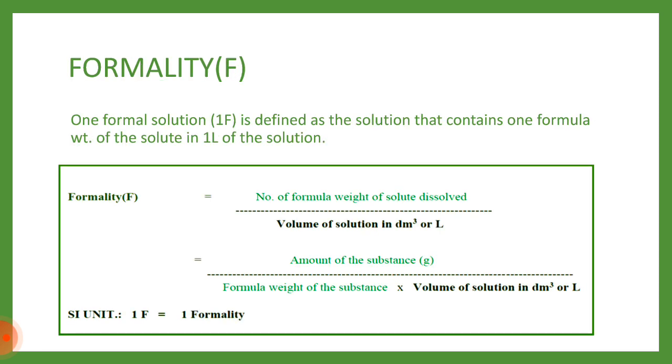Then formality. What is formality? It represents in capital F. One formula solution 1F is defined as solution that contains one formula weight of the solute in 1 liter of the solution. Formula of the formality is number of formula weight of solute dissolved divided by volume of solution in dm cube, or equal to amount of substance in gram divided by formula weight of the substance multiplied by volume of solution in dm cube or liter. 1F is equal to 1 formality.